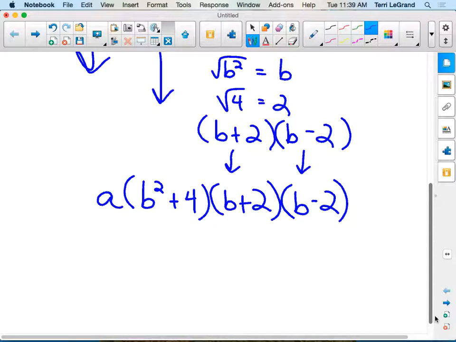So here's what I'm going to do in your homework today. I'm going to tell you how many factors there should be in your answers, because I don't want you quitting too early. How many factors are there in this answer?